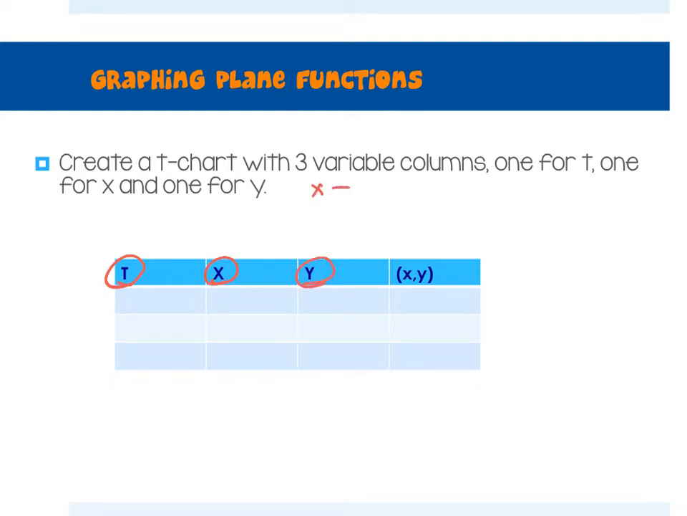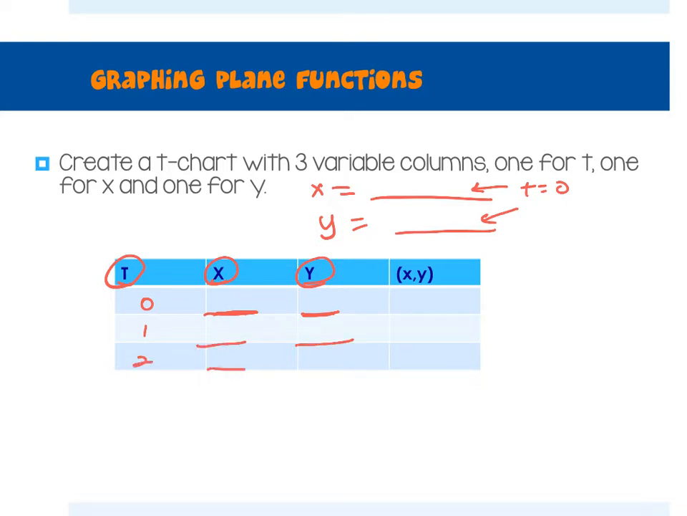So if I have x equals something with a t and y equals something with a t, I'm going to take whatever t is. So let's say t is 0. I'm going to plug it in here and here. My x value is here, my y value is here. Then I'm going to take t is 1, plug it in, get my x value, plug it in, get the y value. Maybe t is 2. Plug it in and get the x and the y. And then I graph only the x, y coordinates. So t itself does not actually go on my graph.